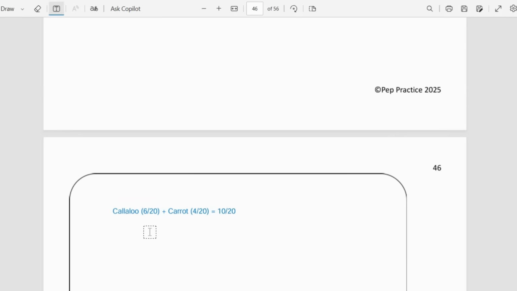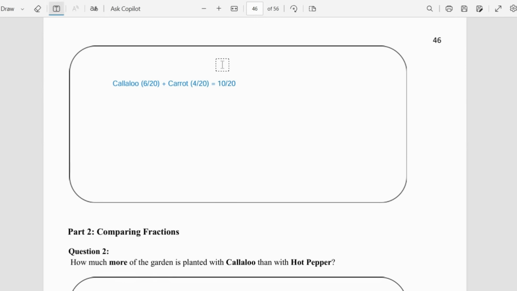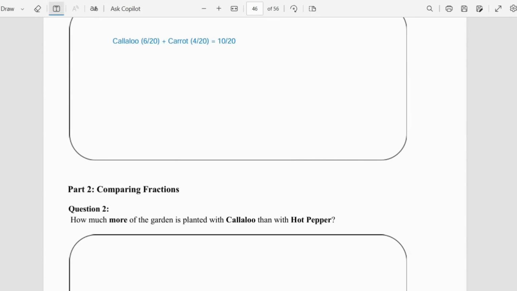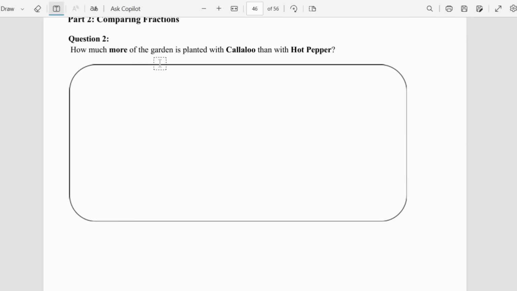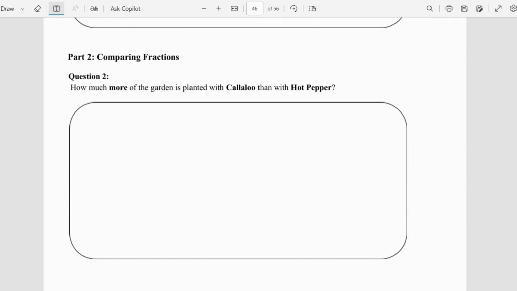So I show what the fraction for the callaloo is, I show what the fraction for the carrot is, and then I add it up and I show what the total fraction is, and I could have a statement to say this is 1/2, which is 10/20. I'm not going to necessarily do that. Alright, moving on to part 2, which is comparing fractions.